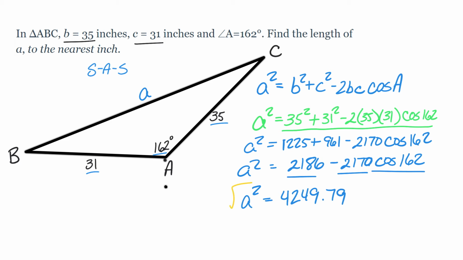And then we need to take the square root of A squared. And keep in mind what you have here. You have a much larger angle. You've got a 162 degree angle. So it's considerably larger than the rest of these points. So we do this, and side A equals, and we're rounding to the nearest inch, so this does not round up. So this is approximately 65 inches.